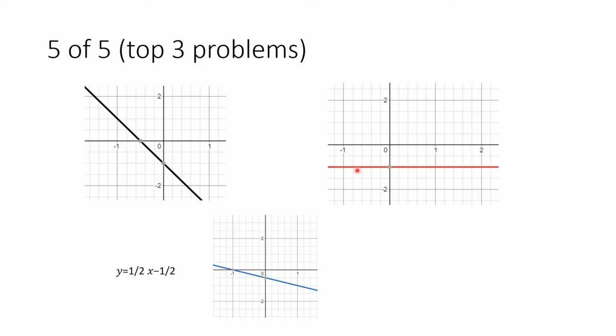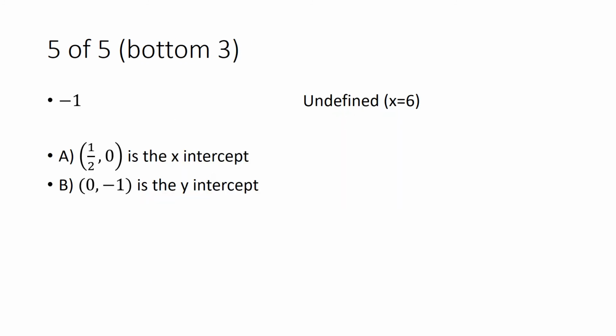Page 5 had 6 problems on it. Actually, maybe it was 5, but this is the top 3. Maybe there were 6, actually. This is the top 3, so this is the graph you should have had for this side. This is the graph that had a slope of 0. Here you had 2 things you had to do. You had to put the equation in slope-intercept form and had to graph it. So there were 2 parts to that.